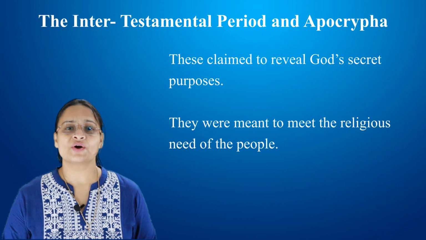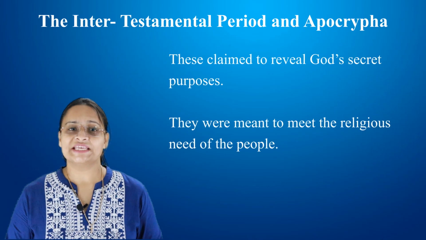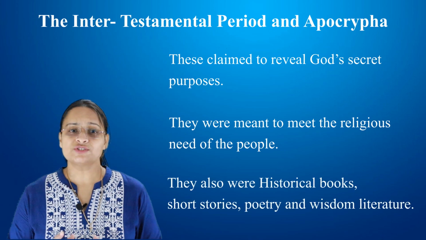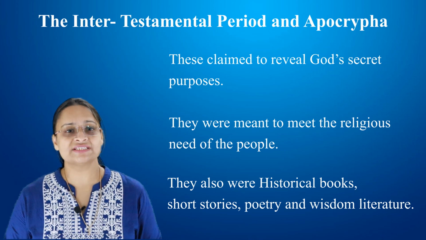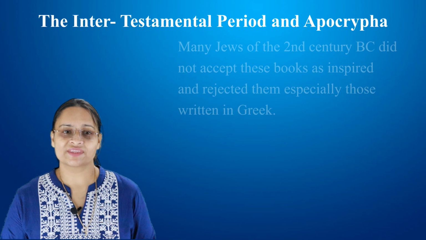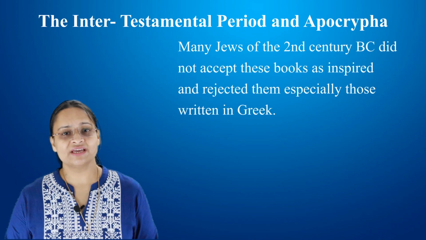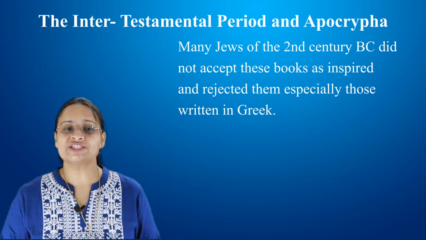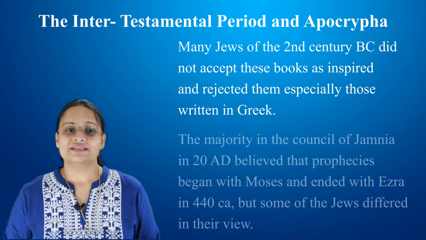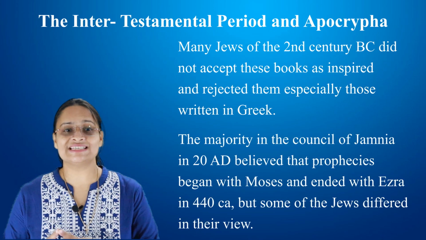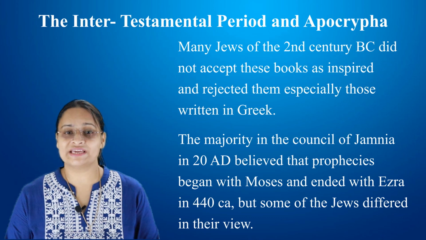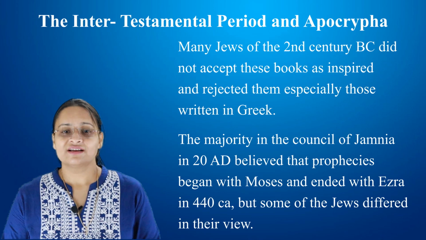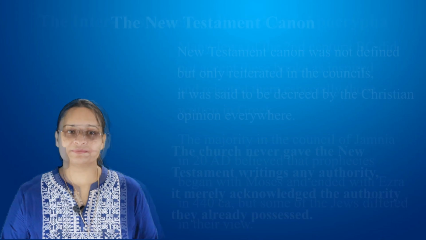These claimed to reveal God's secret purposes. They were meant to meet the religious needs of the people. They also were historical books, short stories, poetry, and wisdom literature. Many Jews of the 2nd century BC did not accept these books as inspired and rejected them, especially those written in Greek. The majority of the Council of Jamnia in 90 AD believed that the prophecies began with Moses and ended with Ezra in 440 BC. But some of the Jews differed in their views.